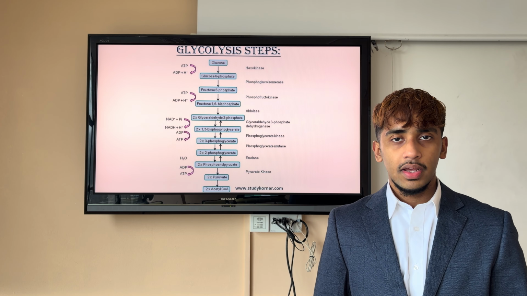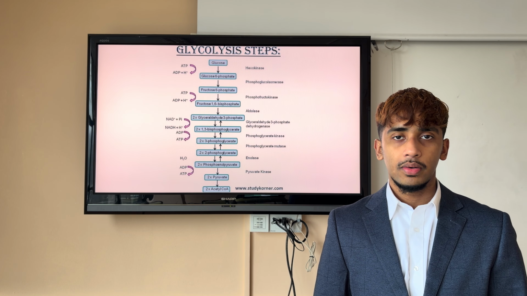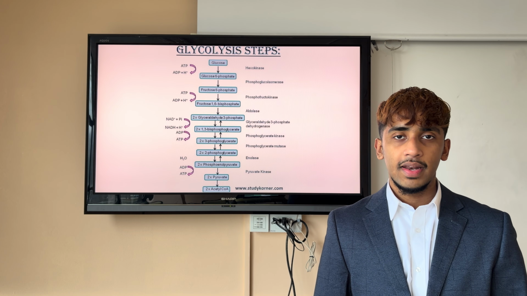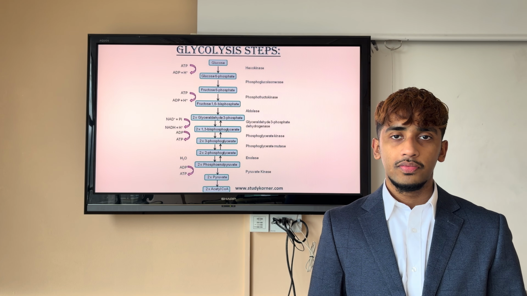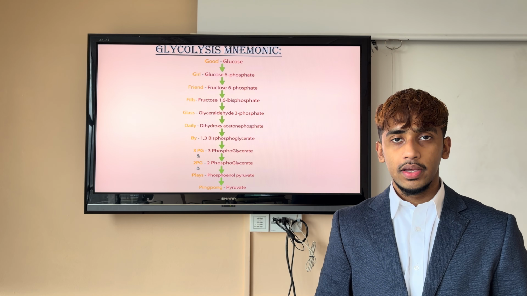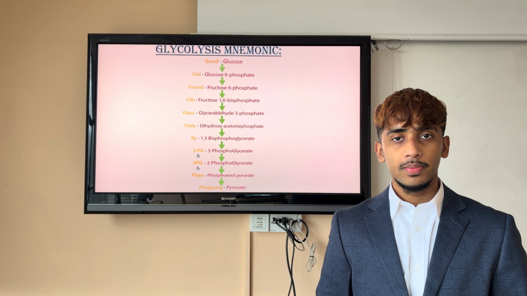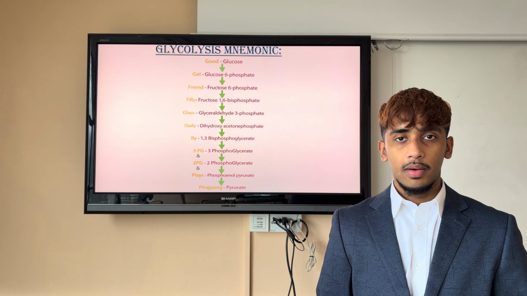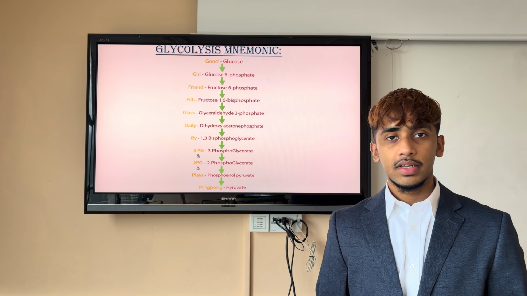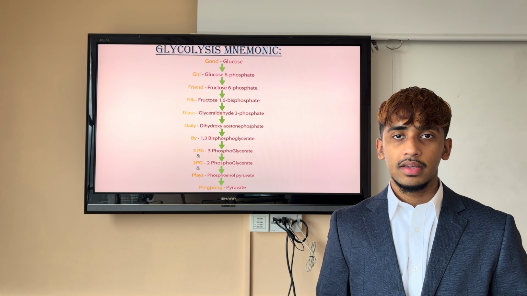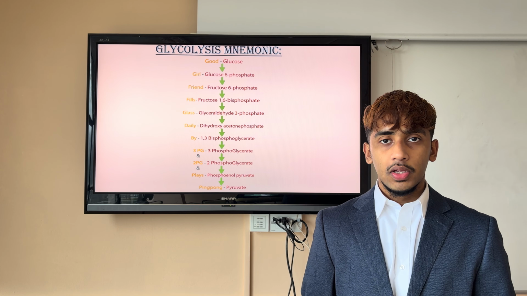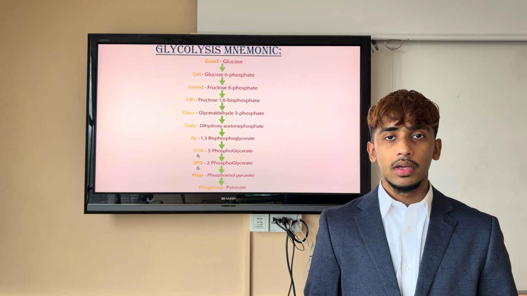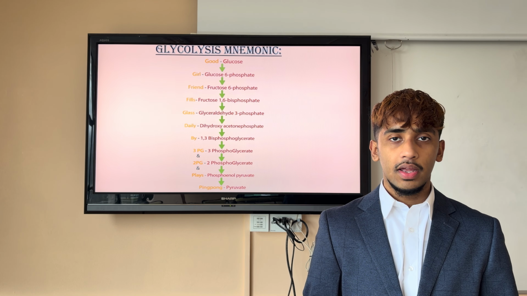Substrate level phosphorylation occurs twice per molecule, once at the 1,3-bisphosphoglycerate and again at the phosphoenolpyruvate step. Because this happens twice per glucose, glycolysis produces 4 ATPs. But since 2 were invested earlier, the net gain is 2 ATPs. So overall, glycolysis produces 2 ATP, 2 NADH, and 2 pyruvate.